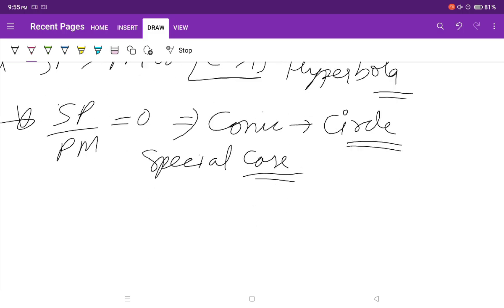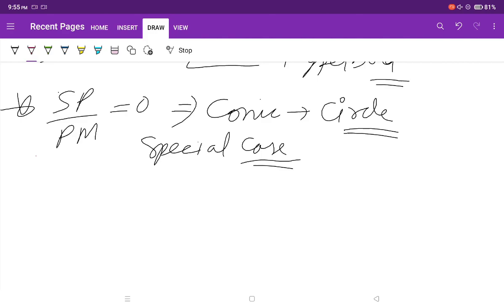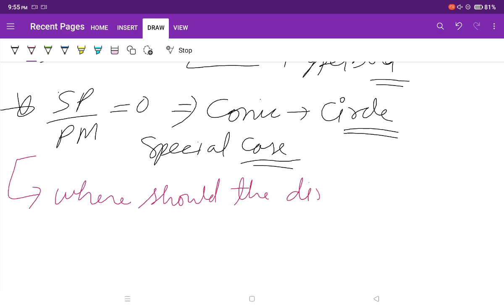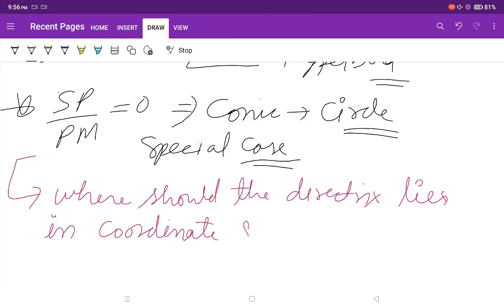Now I have a question for all of you. Where should the directrix lie in the coordinate system to have E equals 0?